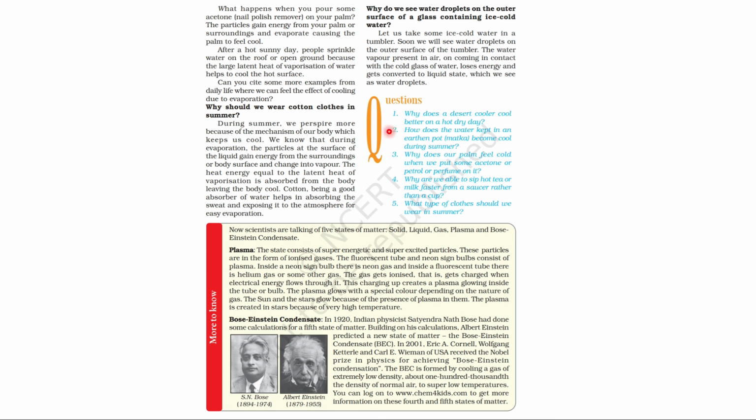Next question. How does water kept in an earthen pot, matka, become cool during summers? An earthen pot consists of many tiny pores through which the liquid inside the pot evaporates. This makes the water inside the pot cool. In this way, water kept in an earthen pot becomes cool during summers.